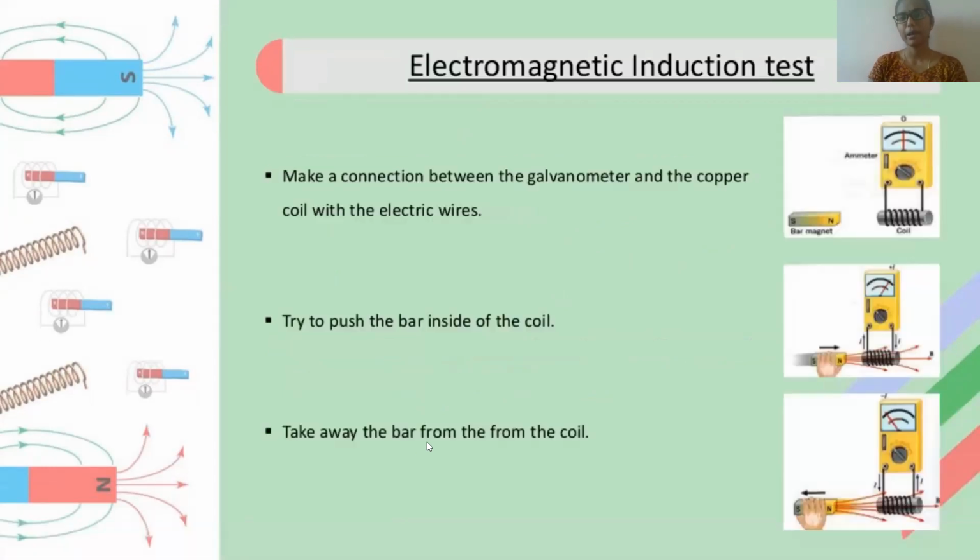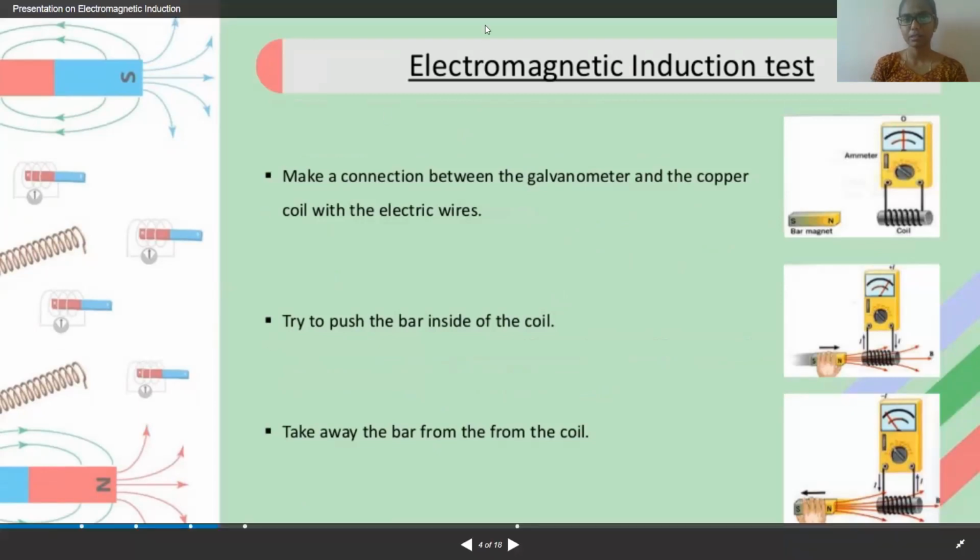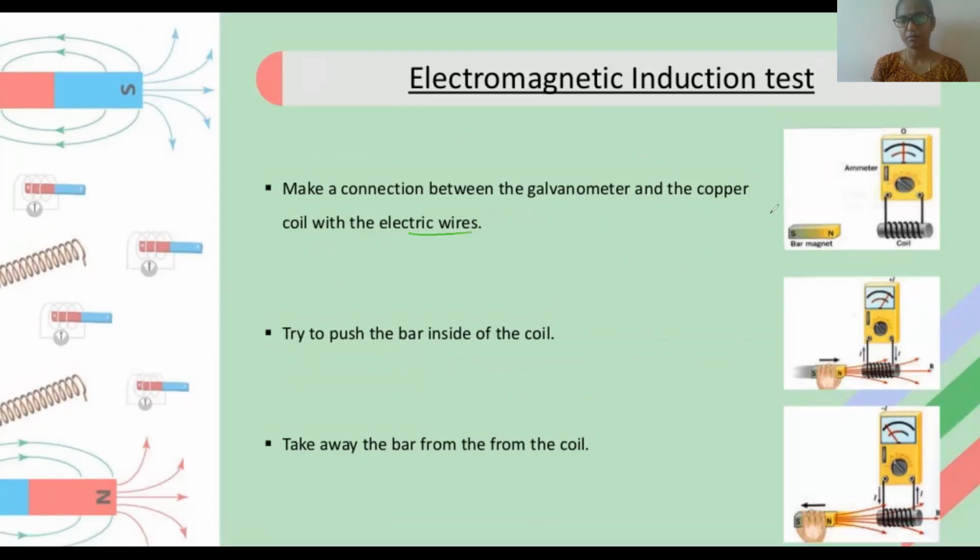See, the electromagnetic induction test was made with simple equipment. Try to understand this. Make a connection between a galvanometer, the copper coil and the electrical wires. If you don't know what a galvanometer is, children, it is an instrument that shows a deflection. It is a round device, and whichever direction the current is moving, it shows the deflection in that direction. Whether current is present or not, and which direction it is moving, we can detect using the galvanometer.